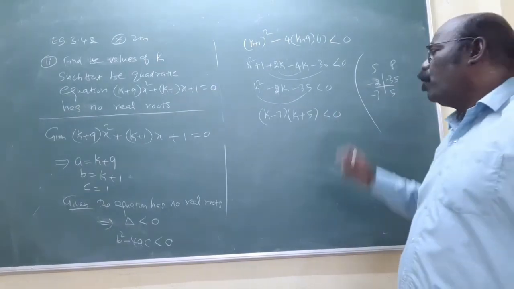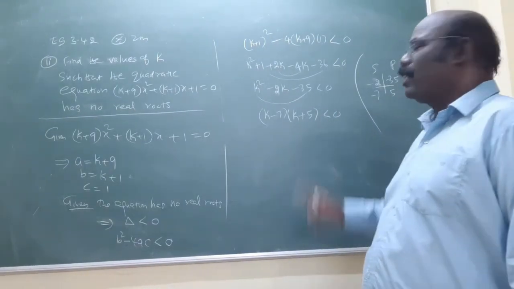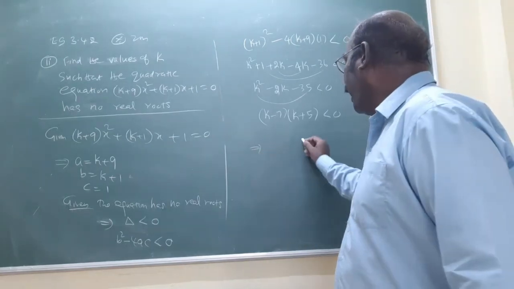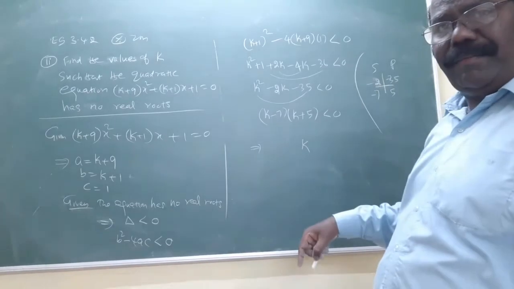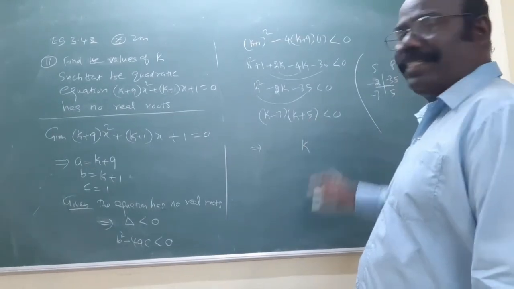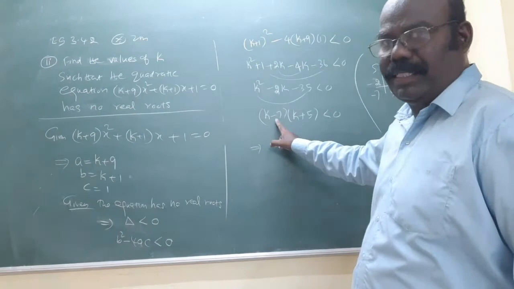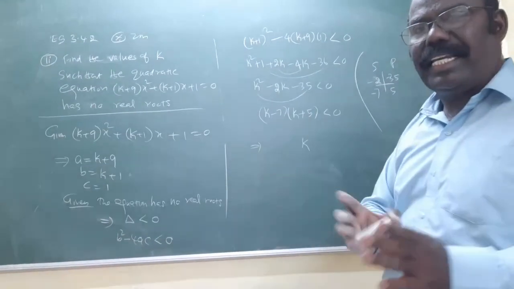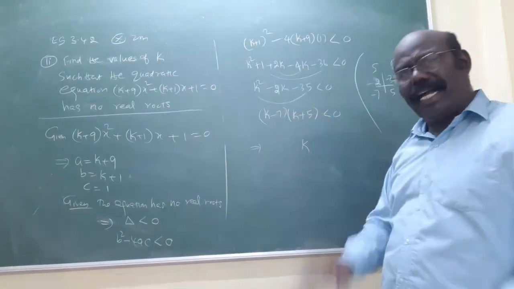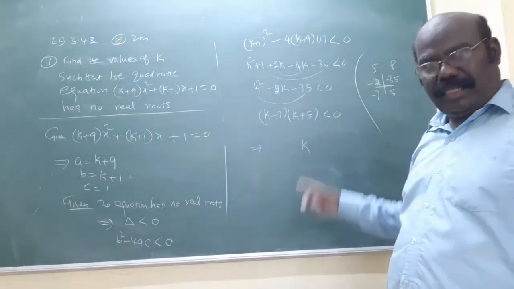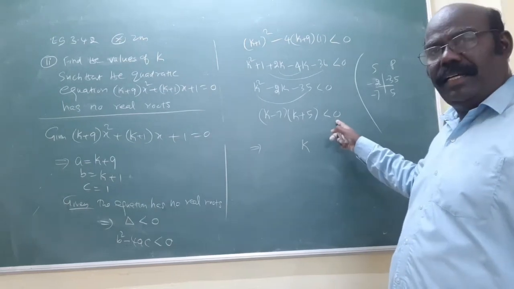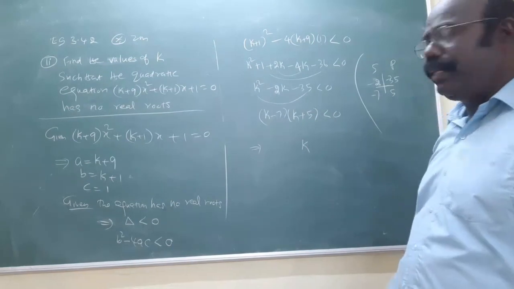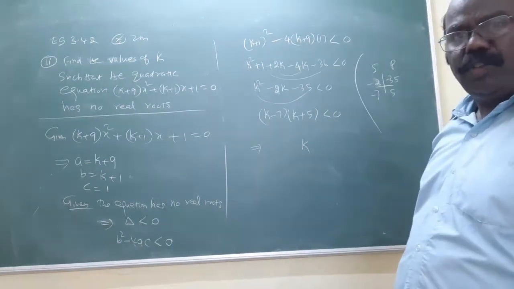Now, if it is equal to 0, what is the answer? 7 and minus 5 is the answer. But less than 0 means the k value lies between minus 5 and plus 7. Change sign, plus 7, change sign, minus 5. This is an important, different idea, involving only this one problem. That's why it is an important question. Less than 0 means k lies between the small number and the big number.